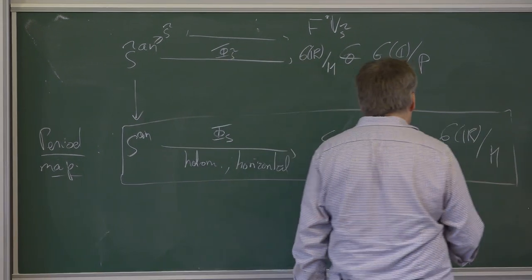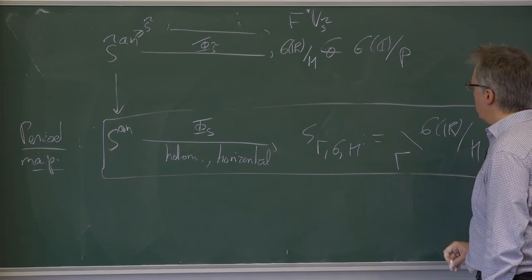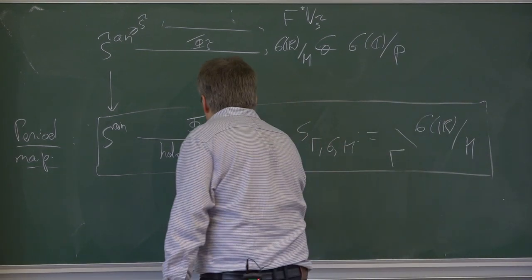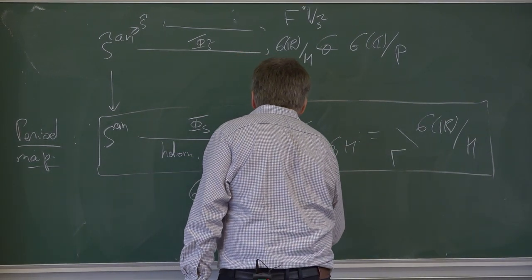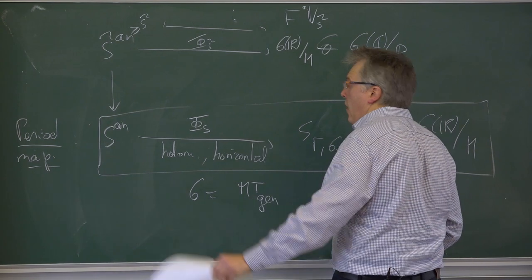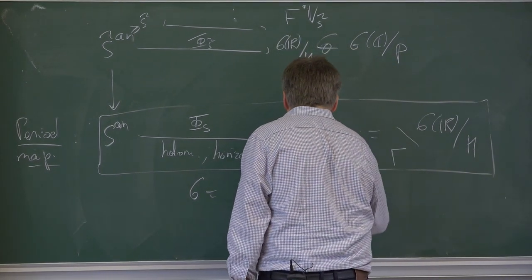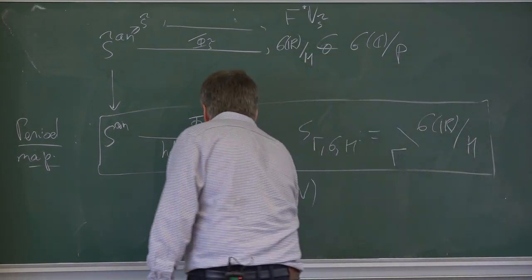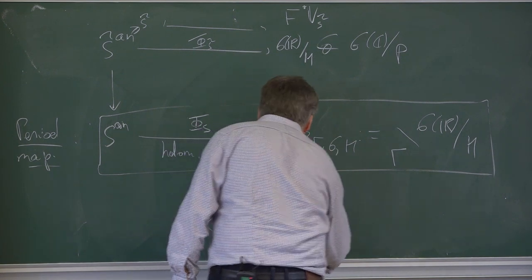And gamma is an arithmetic group in G(Q). So what is G? G is the generic Mumford-Tate group of a fiber of your variation. And gamma in G(Q) is an arithmetic group.